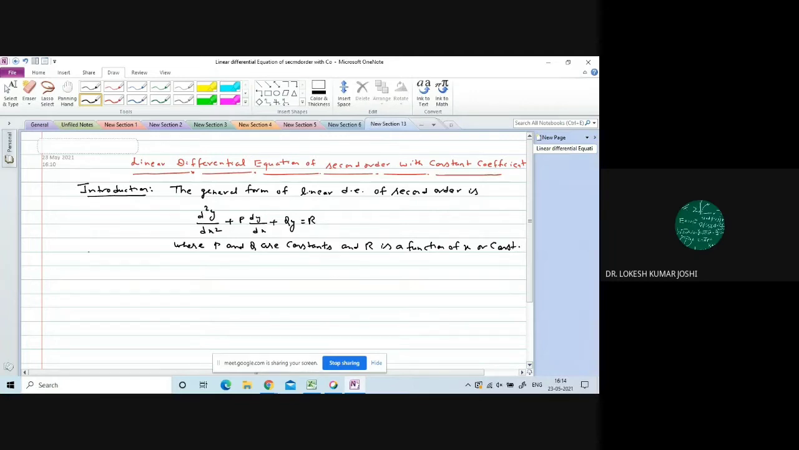Now, we discuss a new term, differential operators. The symbol D stands for operator of differentiation. Okay, the symbol D stands for operation of differential or operator of differential.